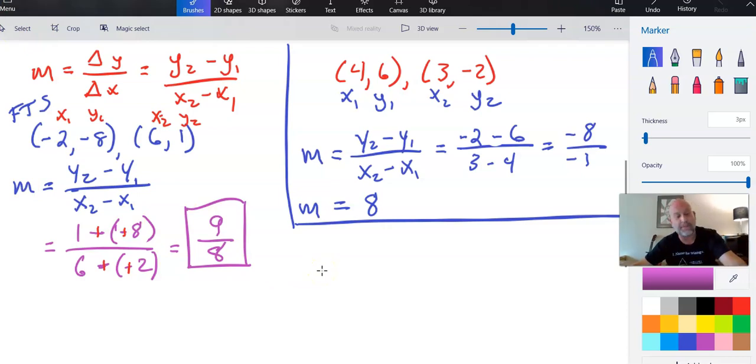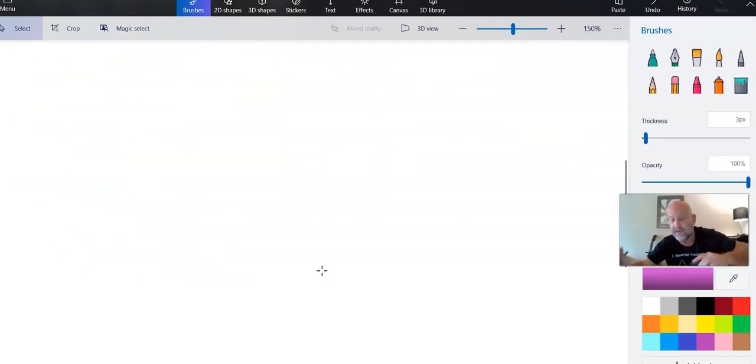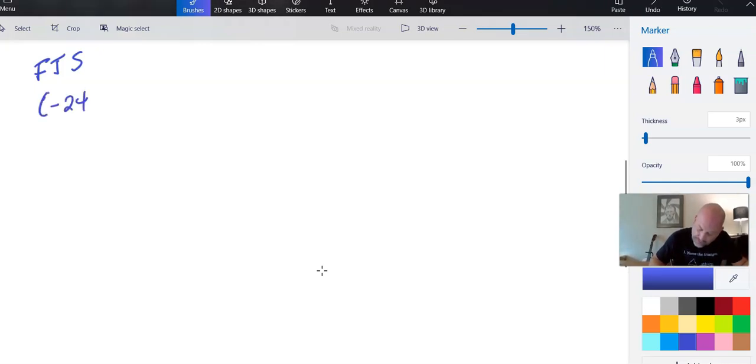So I do want to do a couple more examples here. The next screen, I'm going to put 3 examples down because I want you guys to see some stuff. So find the slope, and I'm going to give you 3 of these. Negative 24, 3, and it's paired with 6, negative 2.